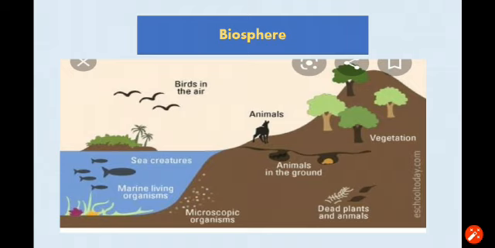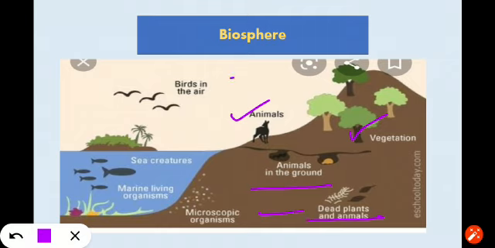Can you identify the picture? This is a picture of biosphere. It means the living world. You can see these are the examples of vegetation. Here animals in the ground. Okay, animals. See, dead plants and animals, microscopic organisms. Here birds in air. Especially it means the living world. Suppose in the sea creatures, also the examples of living world, then marine living organisms.